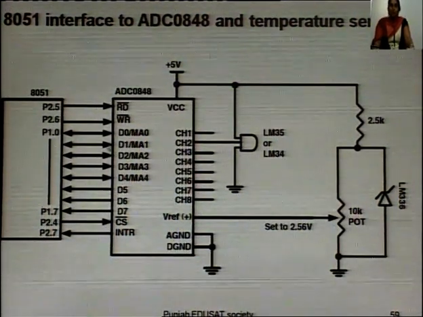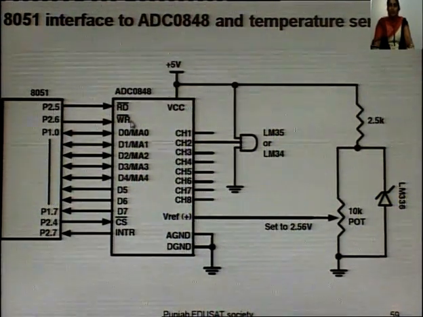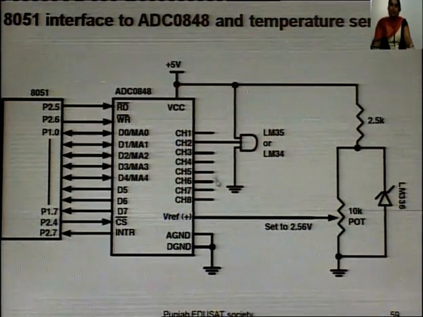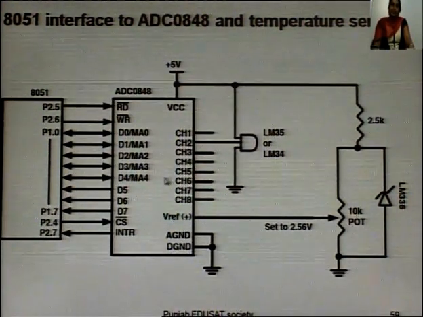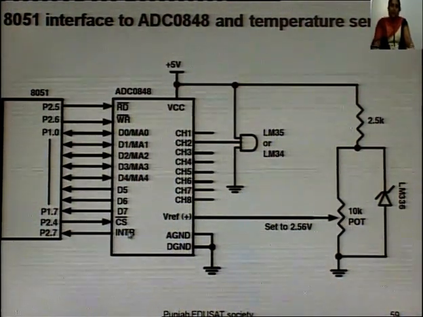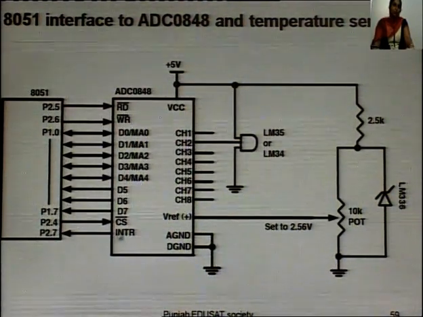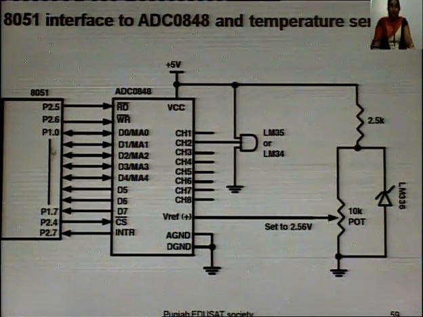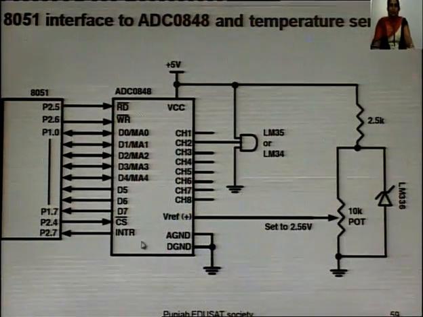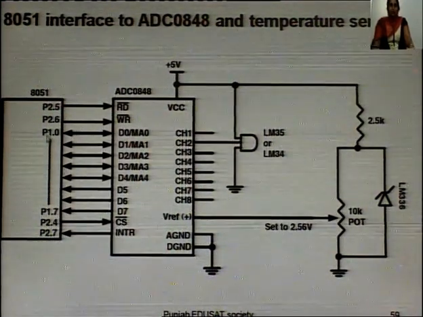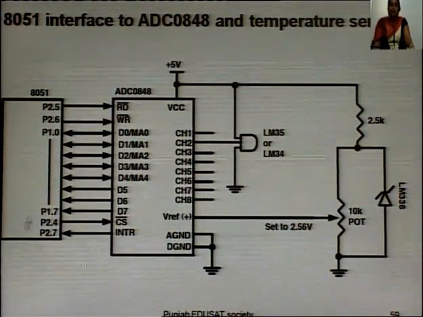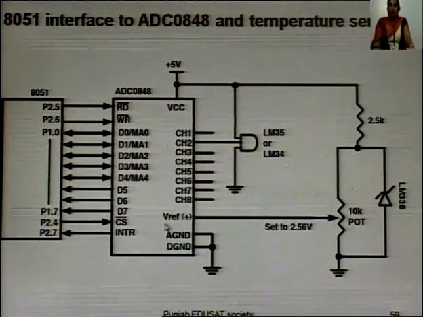First of all, we make the write signal low. When it becomes low, conversion starts. The analog signal that is sensed by this temperature sensor starts converting into digital form. When this conversion is complete, this INTR, which is usually high, goes low. The microcontroller is in a loop with this INTR pin. As this pin becomes low, the microcontroller sends a read signal. Read is made low to read the data from the analog to digital converter.